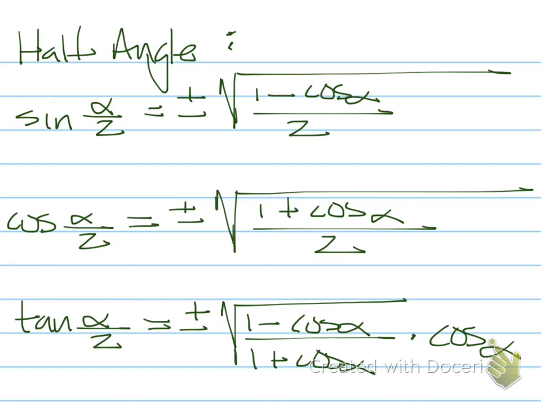Half angle formulas: sine of half of an angle is equal to plus or minus, depending on which quadrant the angle is in, the square root of (1 minus cosine alpha) over 2, where alpha is the angle. Cosine of half an angle alpha is equal to plus or minus, again according to which quadrant the angle is in, the square root of (1 plus cosine of the angle) divided by 2. And then tangent of half an angle is equal to plus or minus the square root of (1 minus cosine of the angle) over (1 plus cosine of the angle).